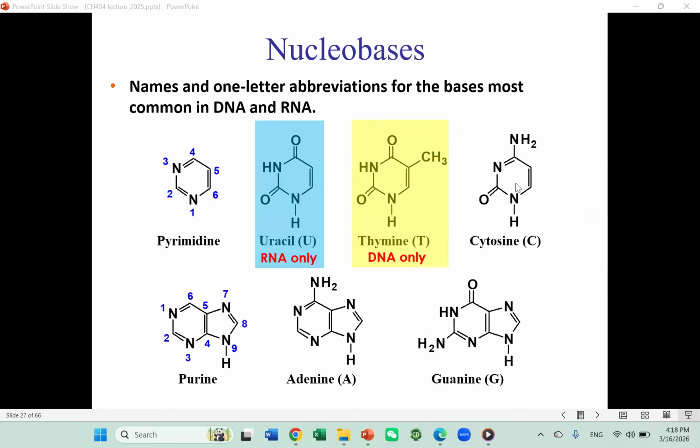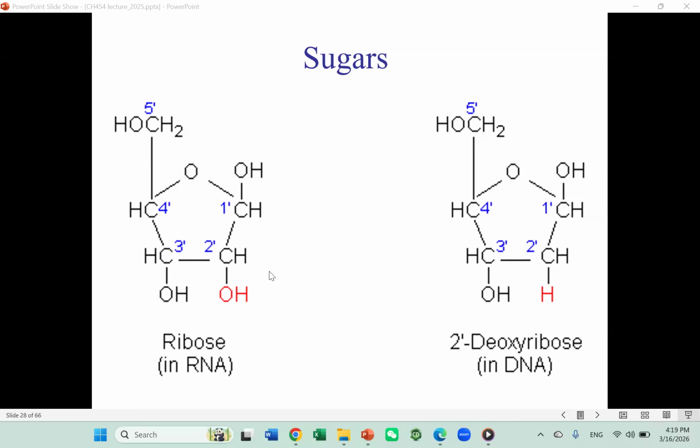Normally people use numbers to label the relative positions in the nuclear base: 1, 2, 3, 4, and for the purine case, up to 9. To distinguish those numbers on the nuclear base, people use a number with a prime to label the sugar. That's actually pretty important.